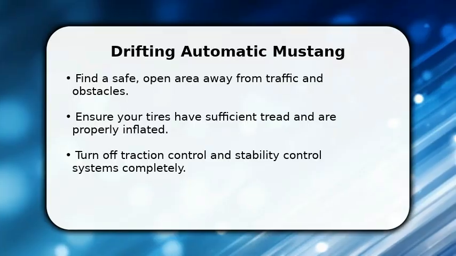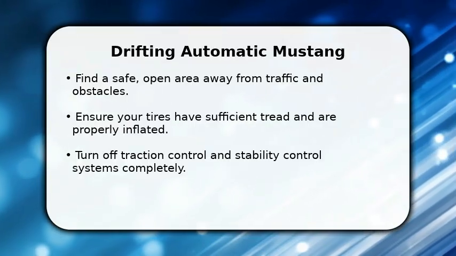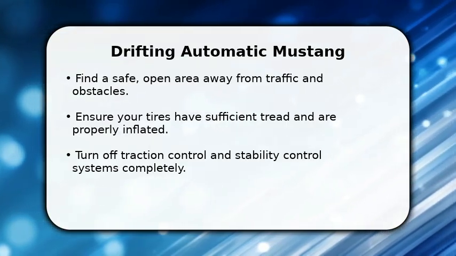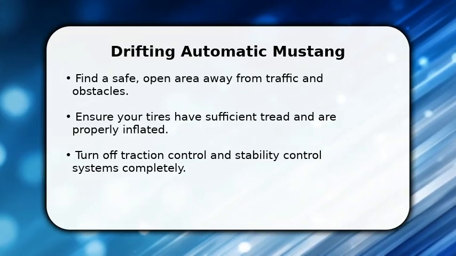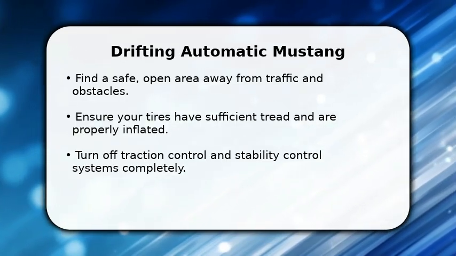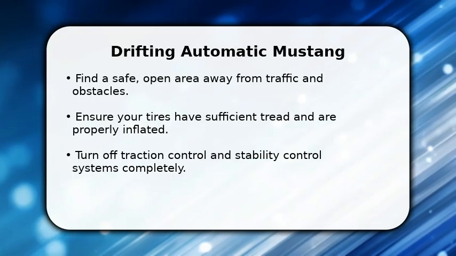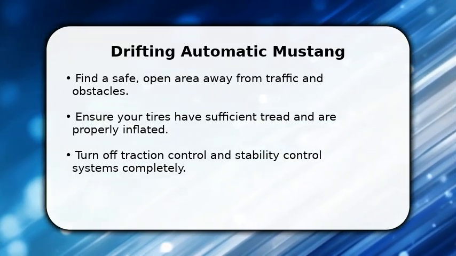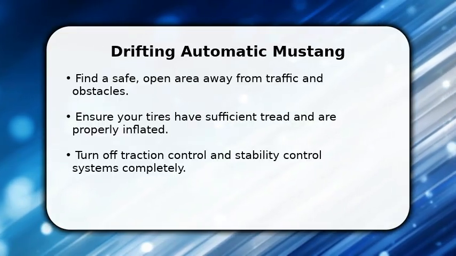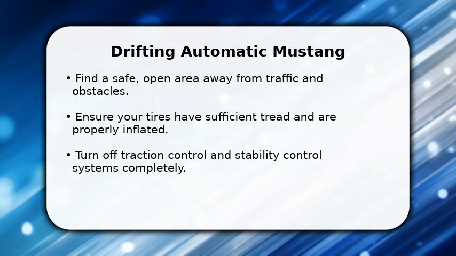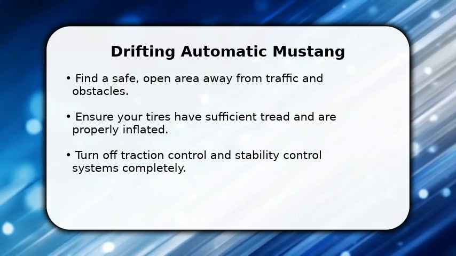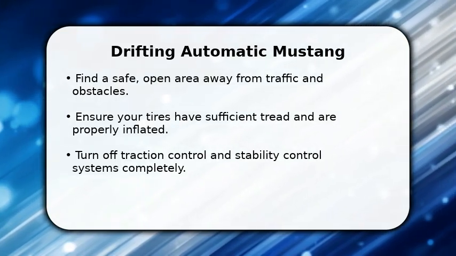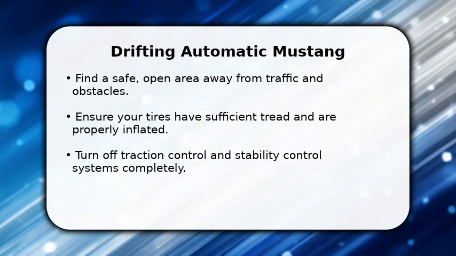Enjoy the video. In this video, I will explain how to drift a Ford Mustang with an automatic transmission. First, locate a large, empty space, like a deserted parking lot, ensuring it is completely free of any hazards. Next, confirm your tires are in good condition and properly inflated for optimal grip. Crucially, disable all electronic aids, including traction and stability control, to allow the car to slide freely. Finally, familiarize yourself with your Mustang's power delivery.